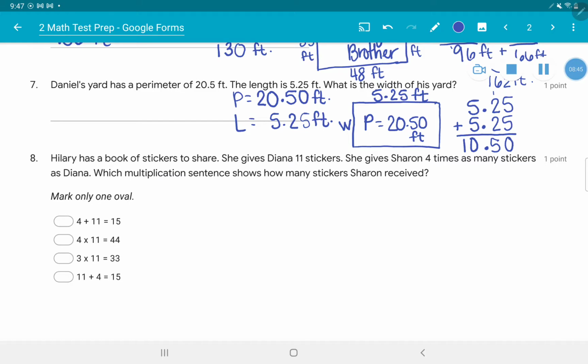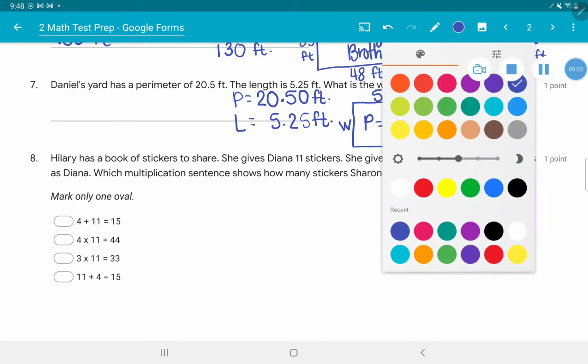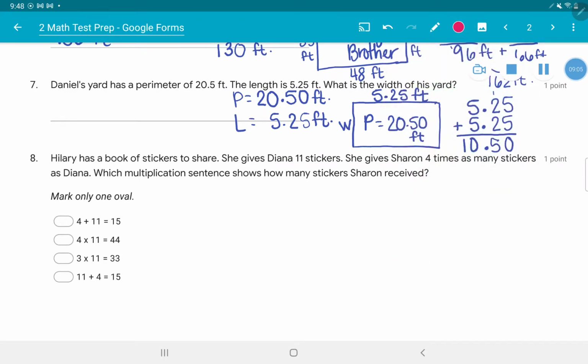So that tells me that on the lengths of Daniel's yard, he's used 10.50 of the 20.50. What do you think we're going to have to do to figure out what's left now, Christopher? So what we need to do, since it's already 10.50, and our perimeter is 20.50, all we have to do is add a 10.0.